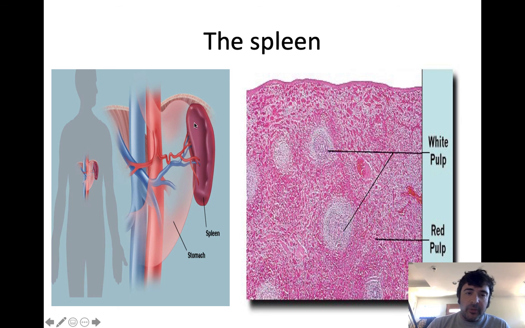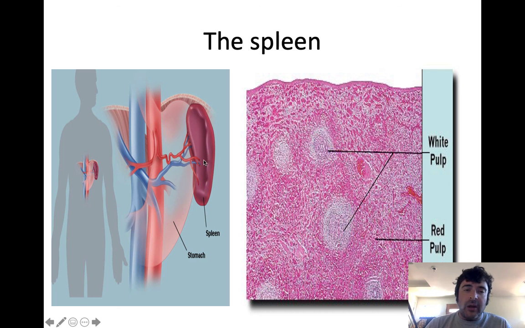The spleen is in the left upper quadrant. We saw them when we did the cat dissections. We saw the spleen. And the spleen isn't surrounded by a capsule. So lymph nodes are surrounded by that connective tissue capsule. The spleen is actually a soft tissue organ.